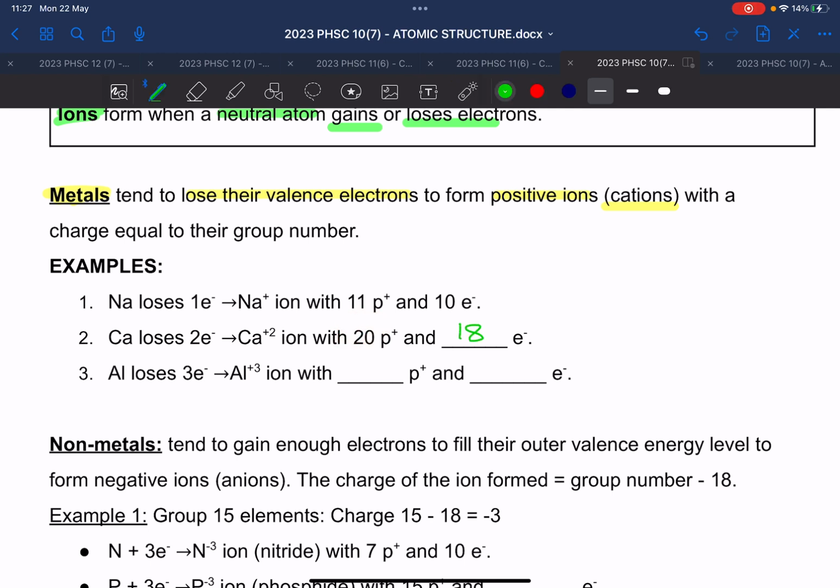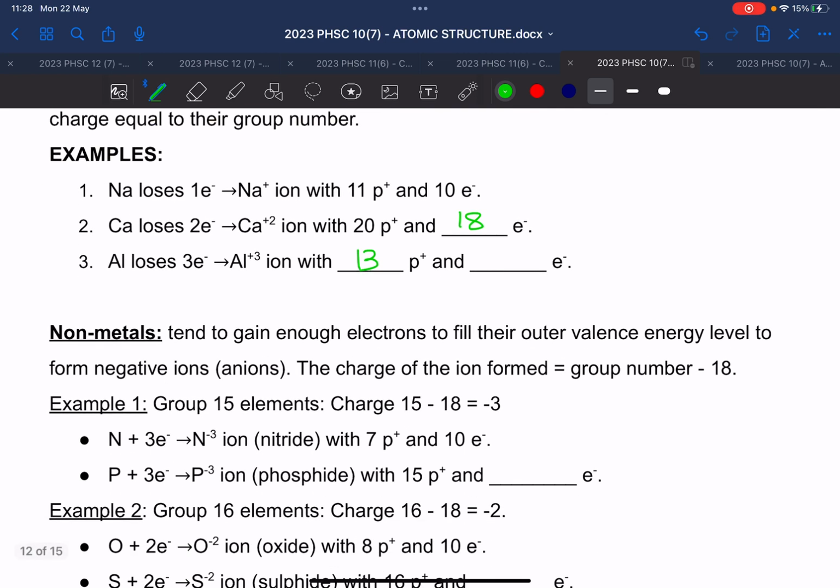18. Aluminium is in group 13. It will lose 3 electrons. How many protons does the aluminium have? 13. And if it gives away 3 electrons, how many electrons will it have? 10.